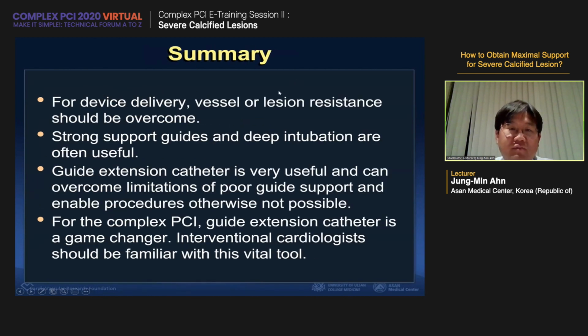This is my final summary. For device delivery, vessel lesion resistance should be overcome, particularly in the severely calcified lesion. Strong support guides and deep intubation are often useful. Guide extension catheter is very useful and can overcome limitation of poor guiding support and enable procedures otherwise not possible. For the complex PCI, guide extension catheters are a game changer. Interventional cardiologists should be familiar with these vital tools. Thank you for your attention.